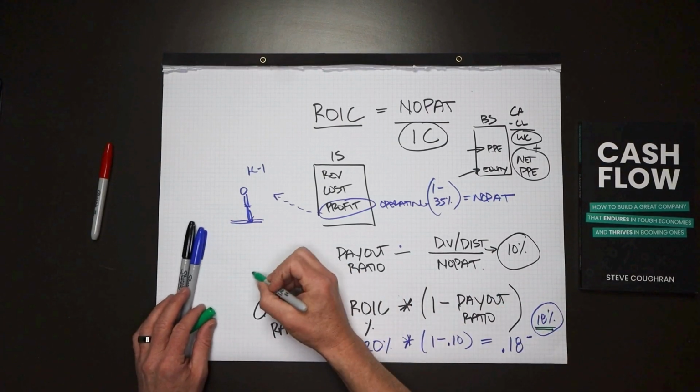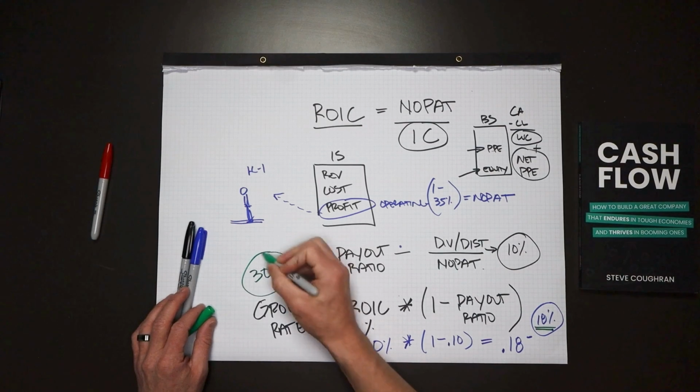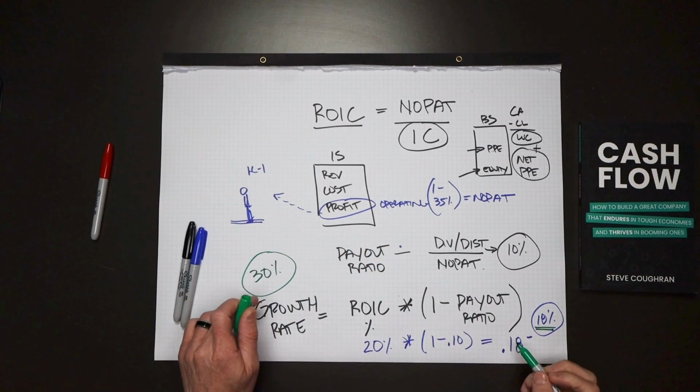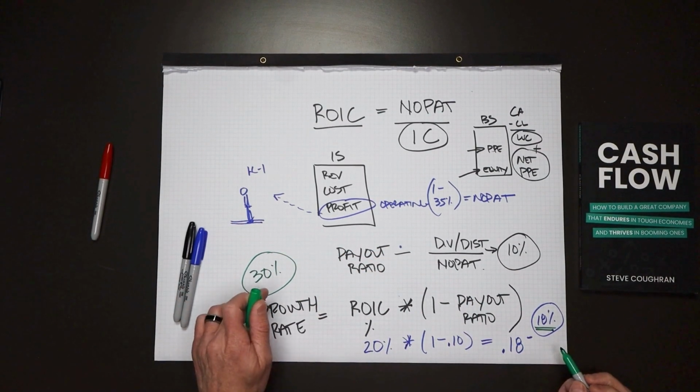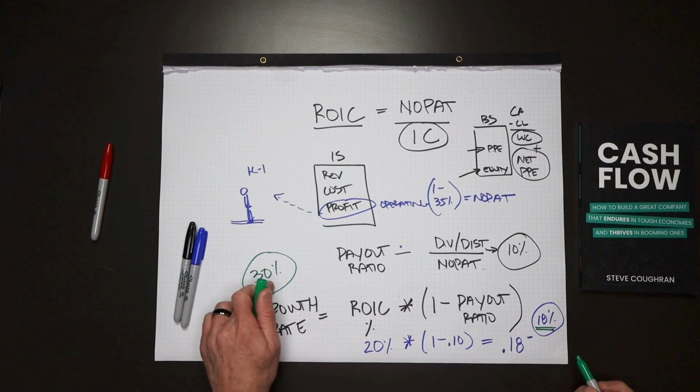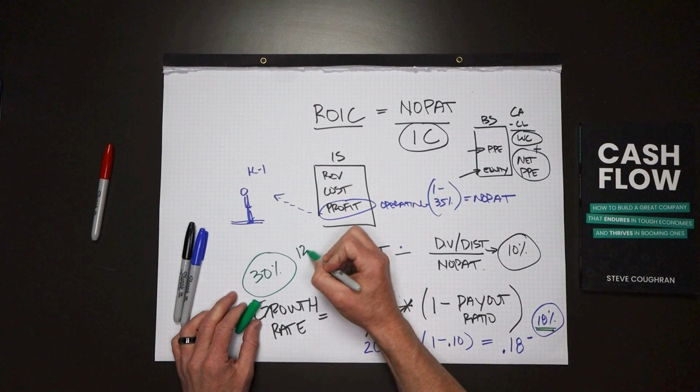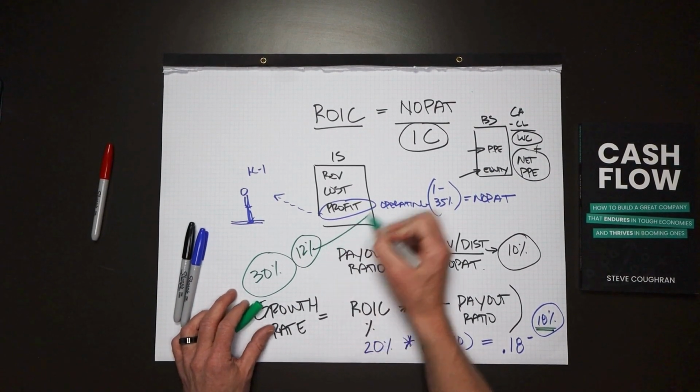Well, you may be like, Steve, that's great, but we have a 30% goal. Okay, that's fine. It just means that this delta between 30 and 18%, which is 12%, times whatever you have in invested capital is how much money you have to go assume in debt or equity in order to keep the business liquid.